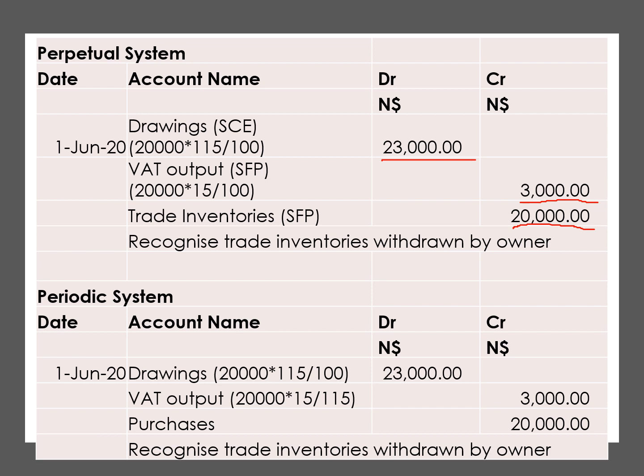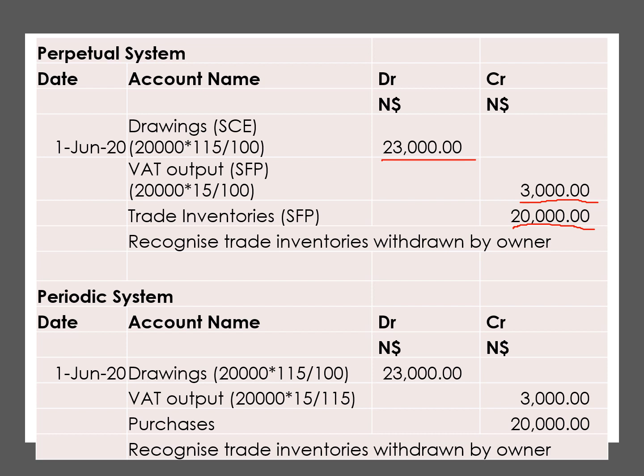We have used 20,000 because this was the cost price of the inventory. An inventory is always shown at the price excluding VAT at initial recognition. So why do we have VAT output of $3,000? The receiver of revenue deems the withdrawal of trade inventories as a taxable supply, and thus output VAT has to be levied on that supply.